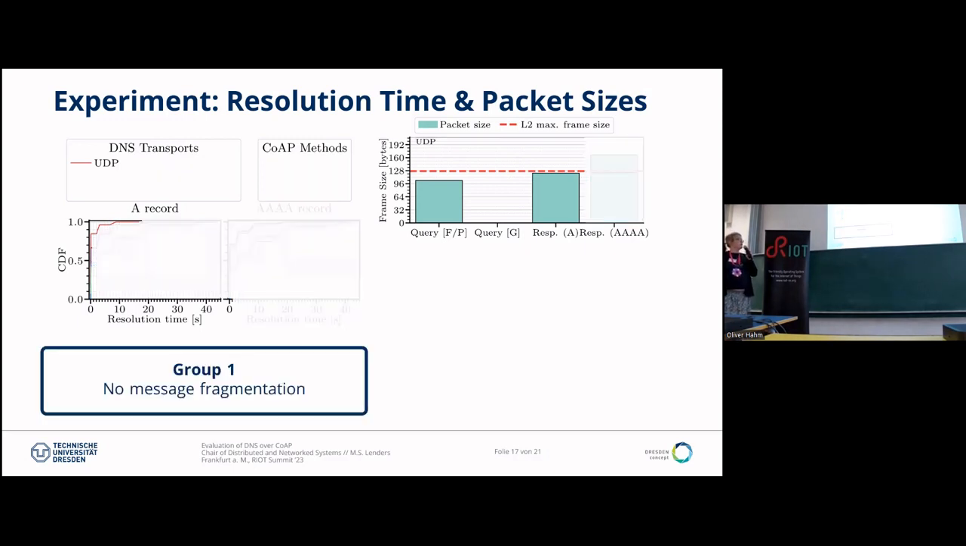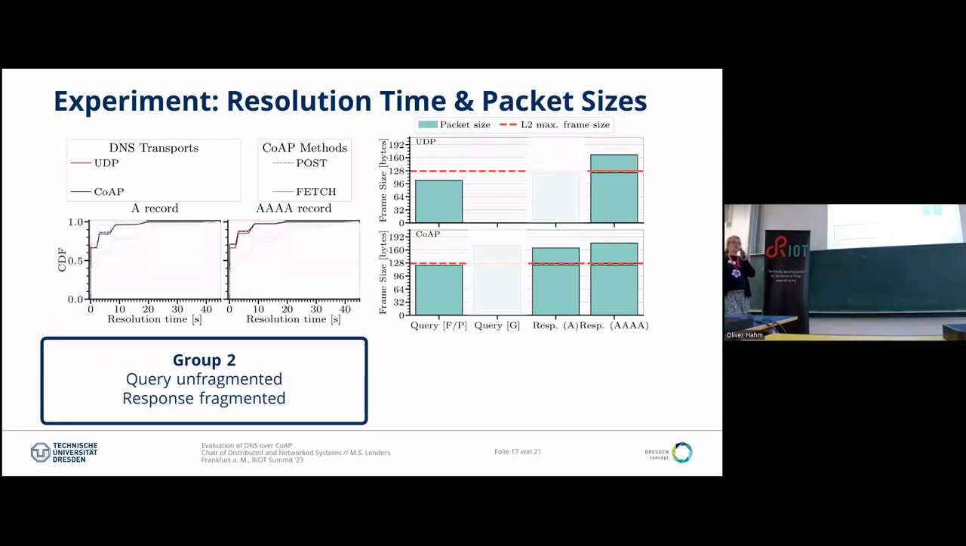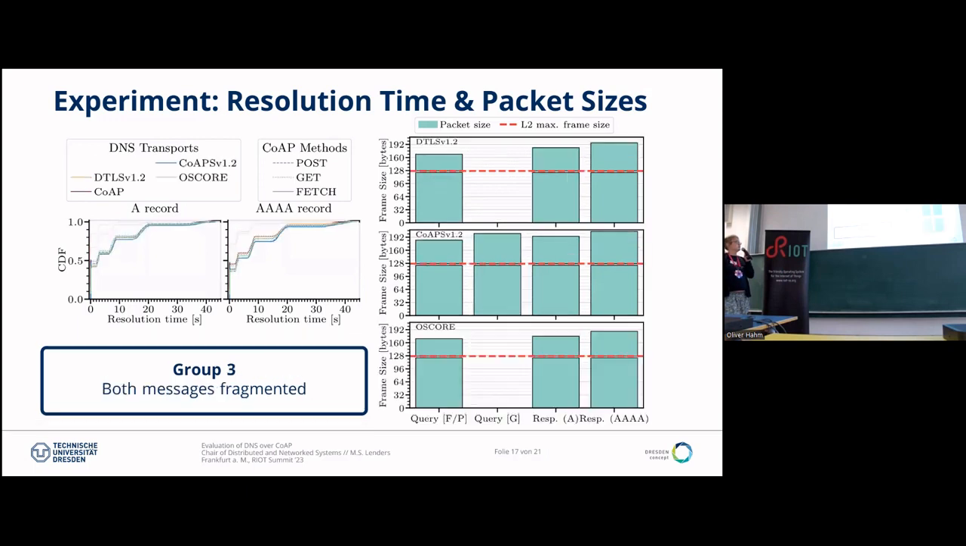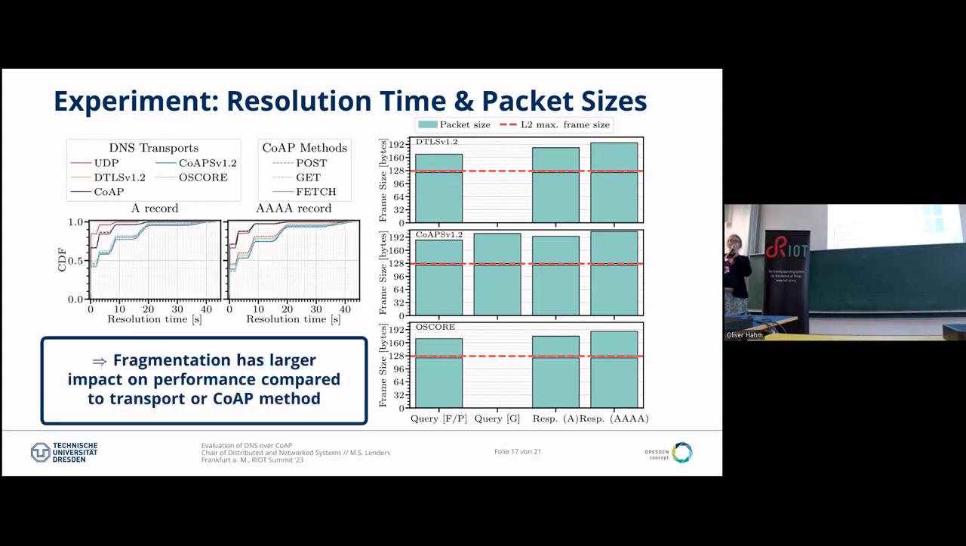And the first group is basically when there is no message fragmentation happening. The second group is when the query is unfragmented, but the response is fragmented. And the third group is when both messages are fragmented. So in conclusion, we can say at least that fragmentation has a much larger impact on the performance than the transport or CoAP message type that we're using, which actually is good because that means DNS over CoAP is performing as well as the established solutions when it comes to the resolution time.